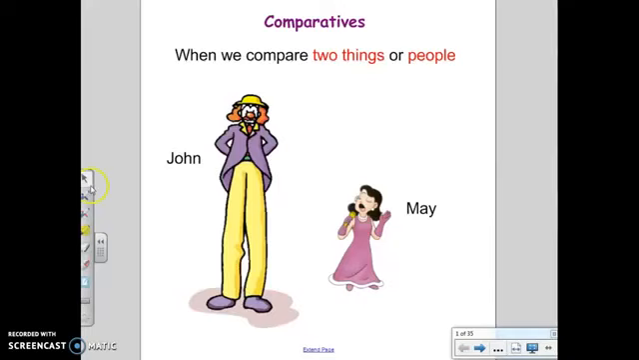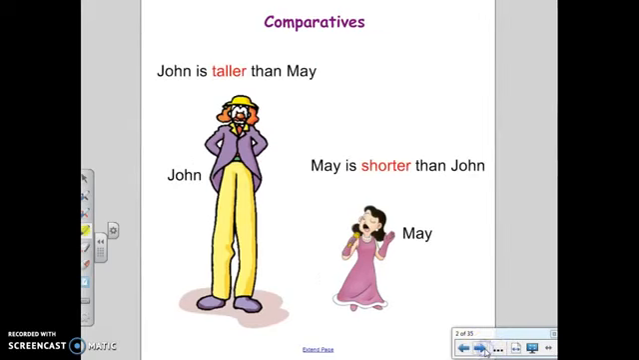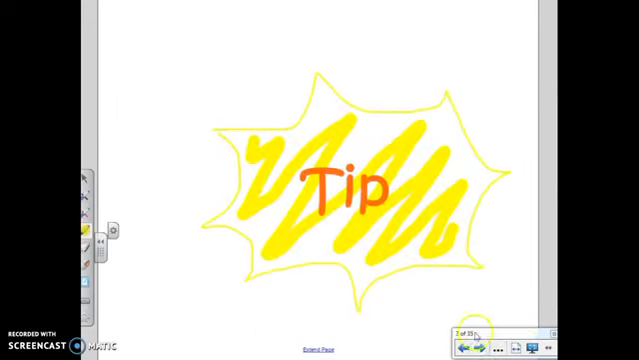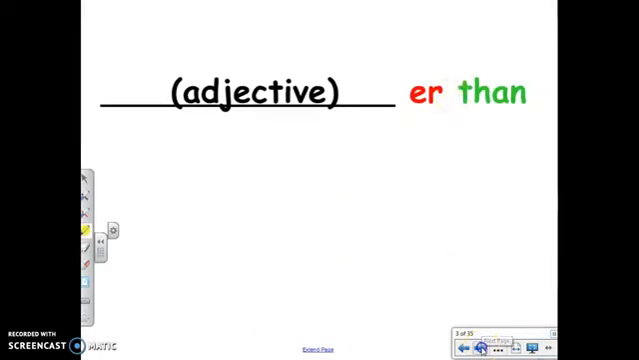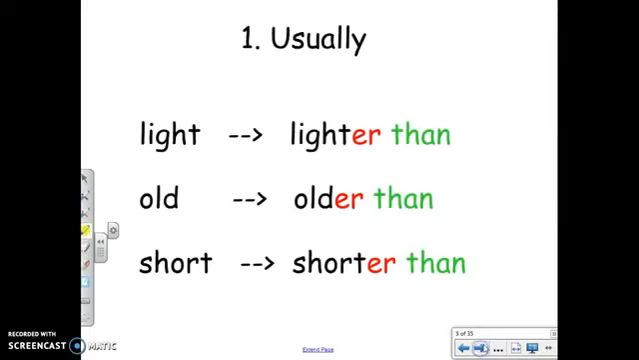Good morning, students. Today I'm going to talk about comparative and superlative. First, when you think about comparative, think about the word compare. When we compare two things or two people, we are going to use comparative. Just like here, John is taller than May, and May is shorter than John. One tip about comparative: always put ER after the adjective.